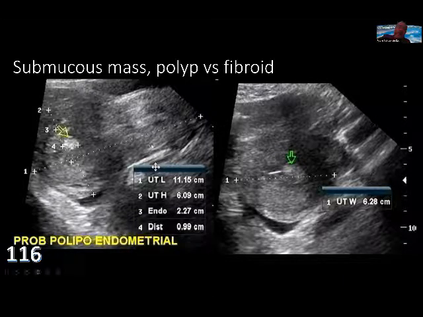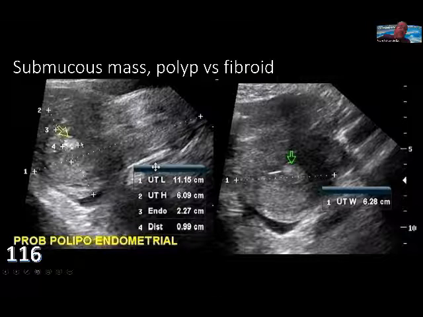Here we have a submucous mass, which we don't know if it's a polyp or fibroid. I would bet on polyp. It's very common.